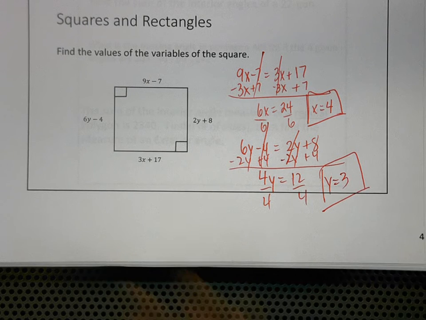Remember that whenever you solve for a variable, always go back and check that that was the actual question. Is that what they asked us to find? Yes, they asked us to find x and y. They didn't ask us to find the side length. Okay, moving on.